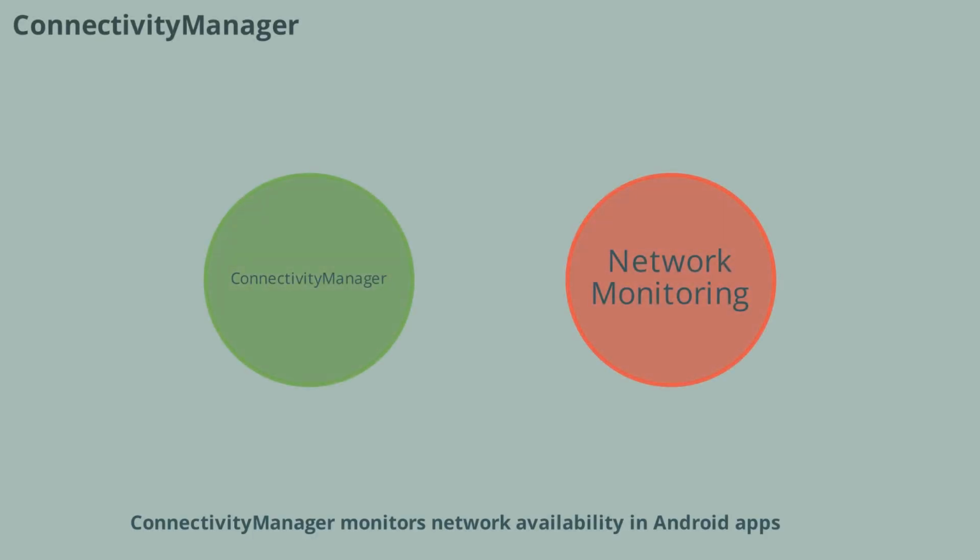ConnectivityManager monitors network availability in Android apps. It's crucial for offline-first strategies, ensuring data sync only occurs when online. By leveraging ConnectivityManager, developers can optimize sync logic and improve user experience.